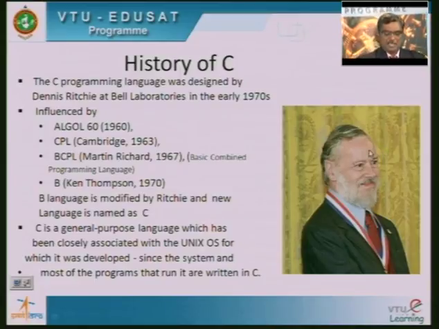C is a general purpose language. For all purposes you can use this language to write programs. That's why it is called a general purpose language, which has been closely associated with one of the operating systems, a system software which is essential for any computer to run, that is the Unix operating system, for which it was developed. Now many applications are written in C and it is available in the market.